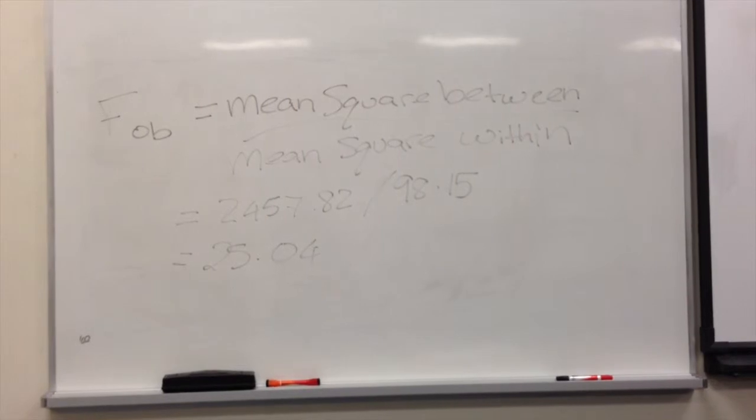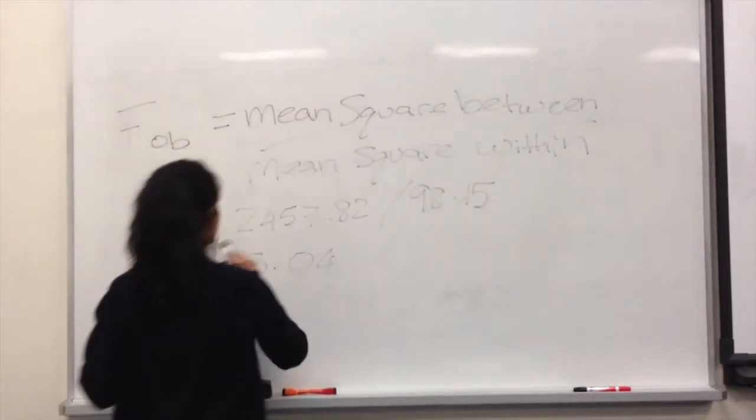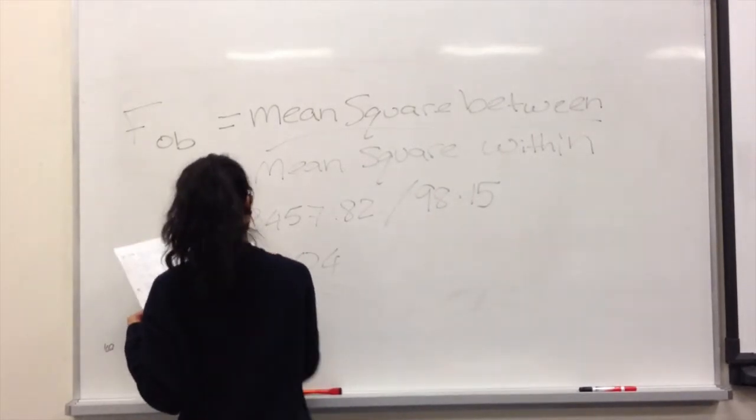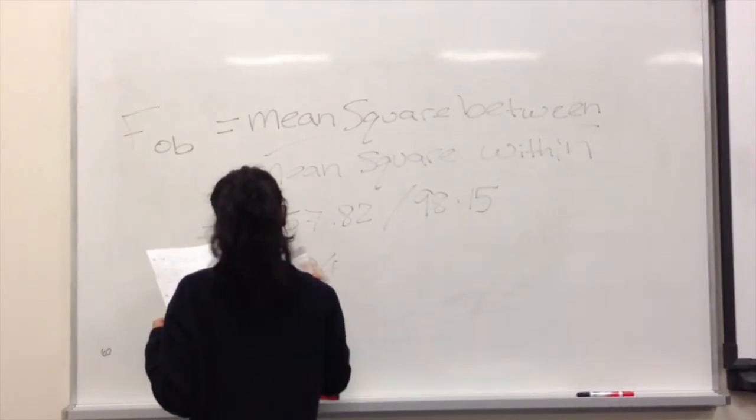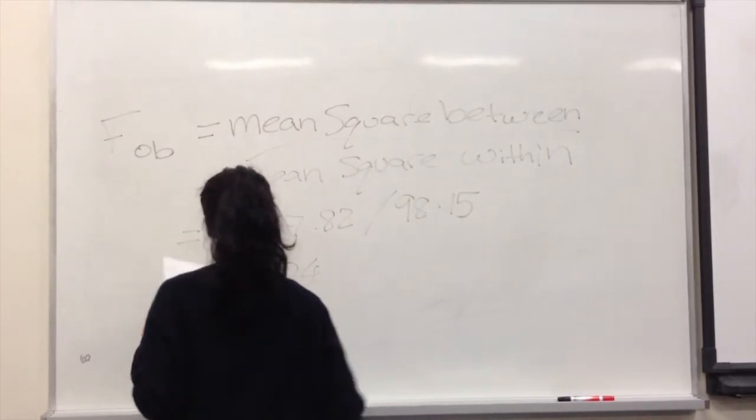Now we just need to find our F ratio, which is the same as our F obtained. To find this, we use the equation mean square between over mean square within. When we do that calculation, we get an F obtained of 25.04.